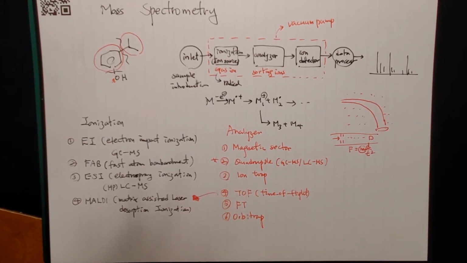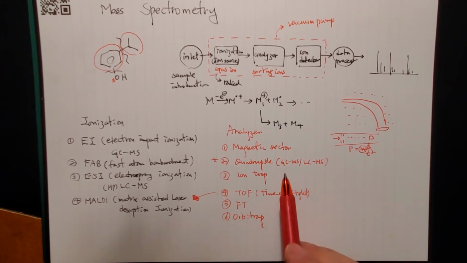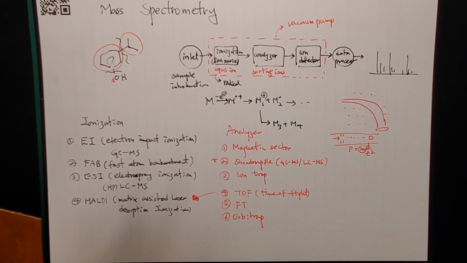Then the quadrupole is the most frequently used analyzer for GC mass and LC mass. These are probably the leading analytical tools for the pharmaceutical or medical field. That is probably because of the simplicity, and it works pretty well. Even high resolution mass spectrometers adopt quadrupole analyzers.